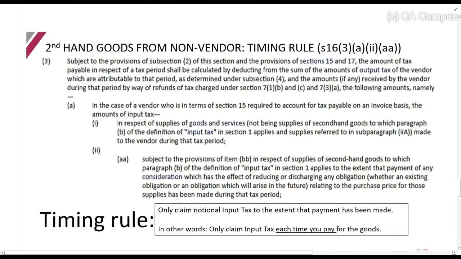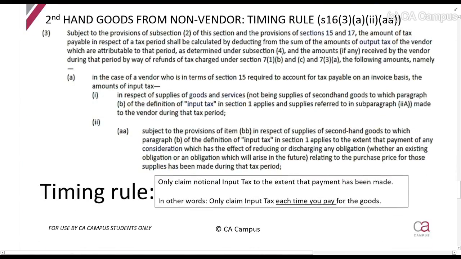Right, now that was the value rule. The timing rule, guys, this is also a section that you will see very often. You'll even see it when we're looking at fixed property. So what is the timing rule? This is found in section 16.3a. It's a bit more difficult to read, but understand what it says.